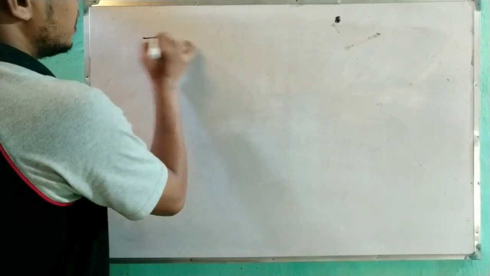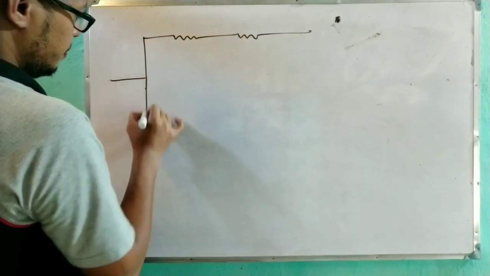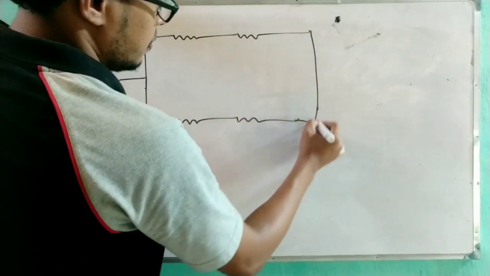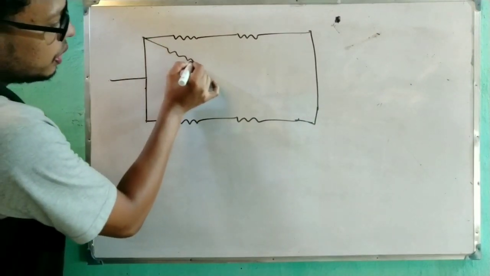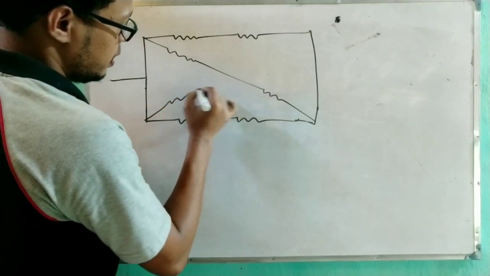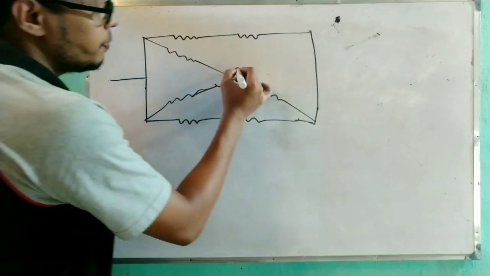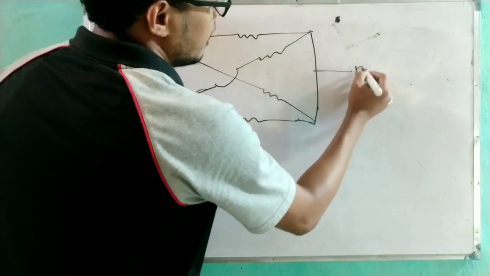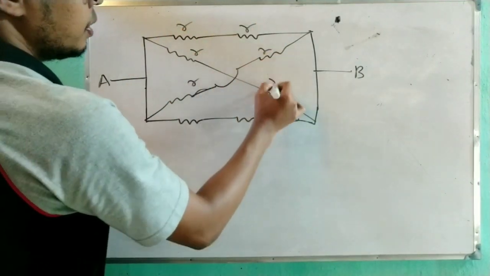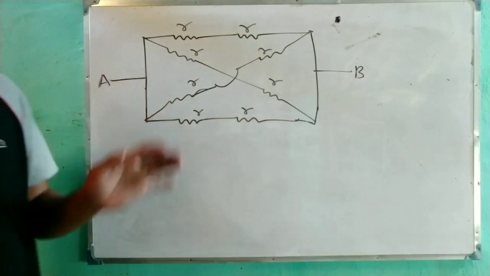In the next problem, if I give this type of circuit, okay. Now there are two resistors connected diagonally, but here these two wires are not connected. Okay, and you have to find the equivalent resistance between A and B. Suppose all the values are R. How to find? Please pause the video and try to solve it.